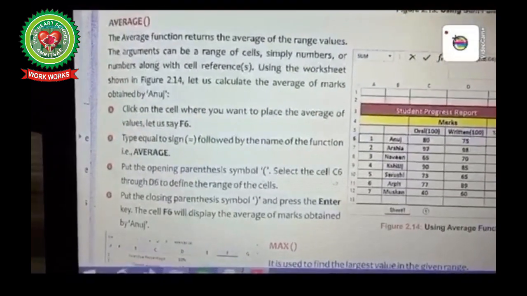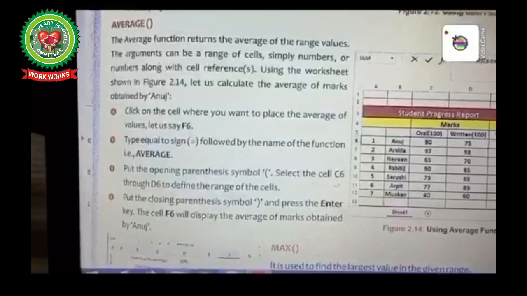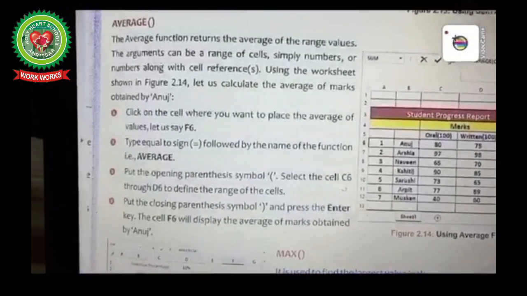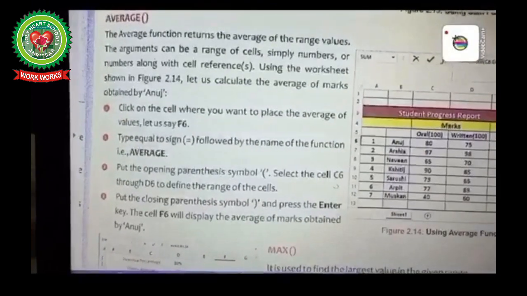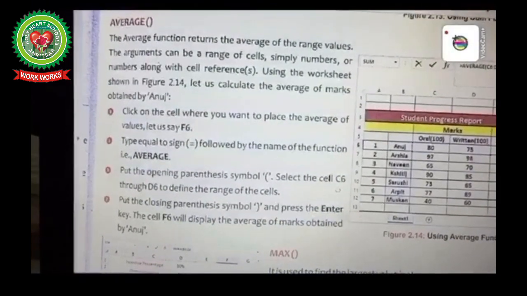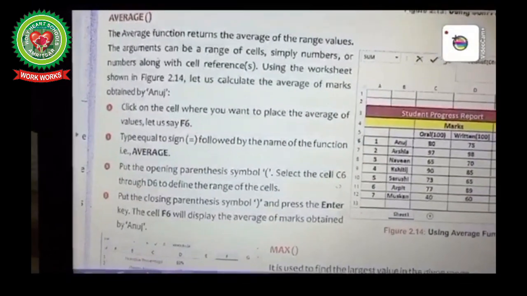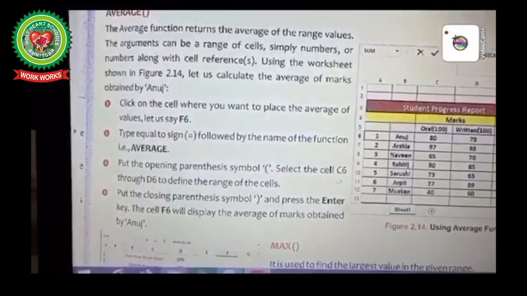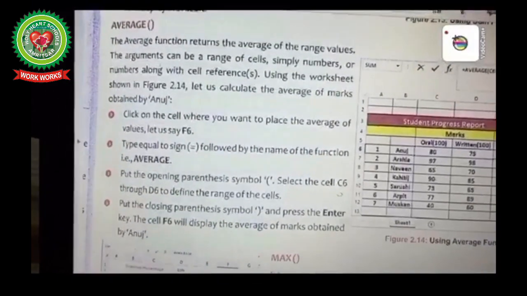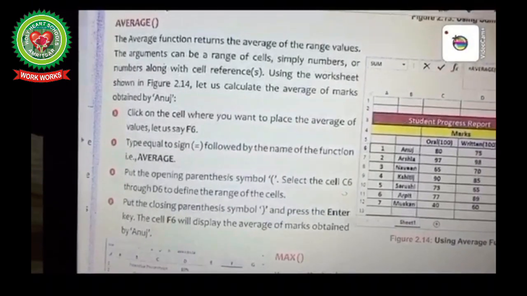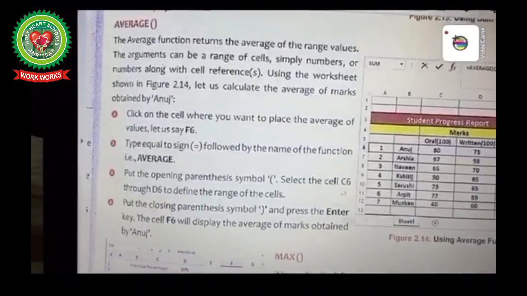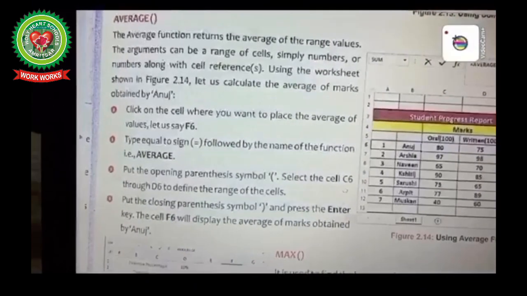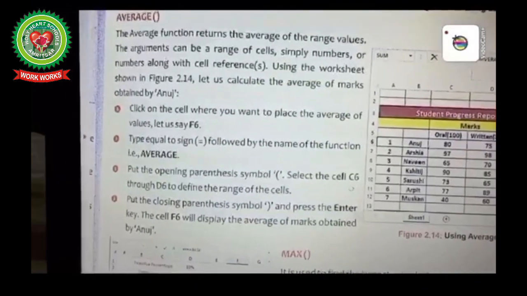The average function returns the average of a range of values. You can easily calculate the average by putting the formula like equals to, then the function name, that is average, and then the range of the cell in between the parentheses. Or there is another option also. In the AutoSum drop down, there is an inbuilt average function. We simply have to click on it and we will get the result. So we will perform it practically.